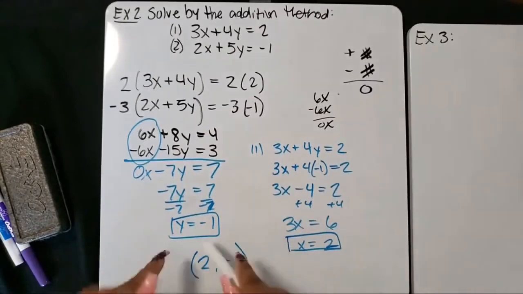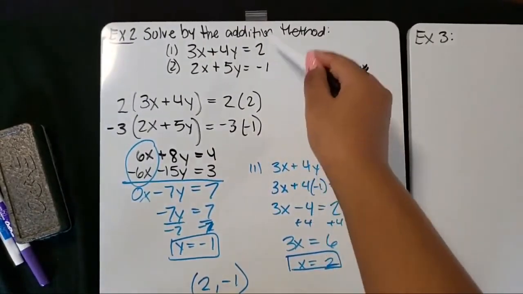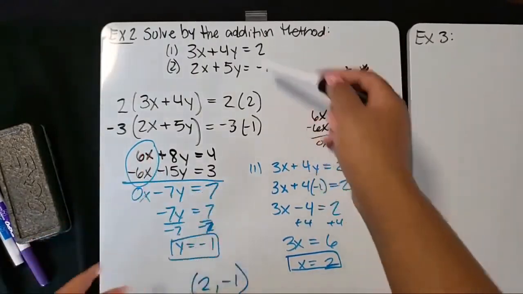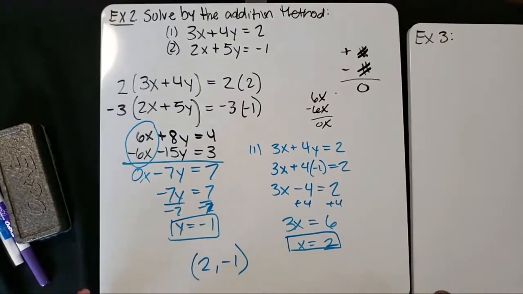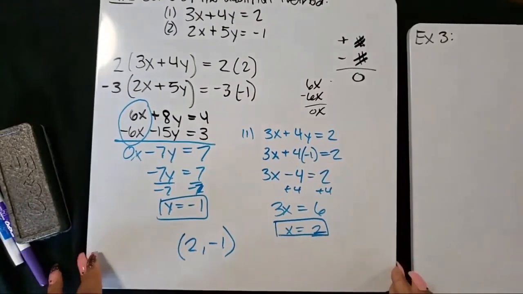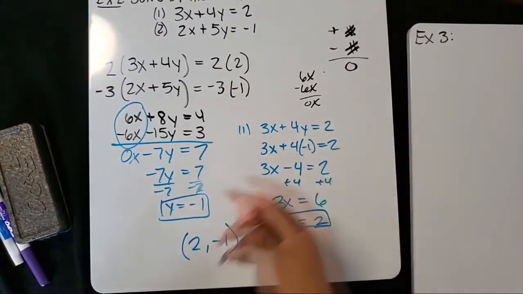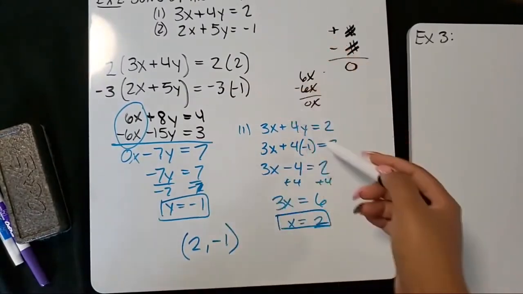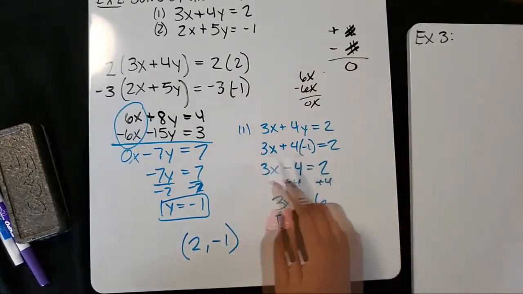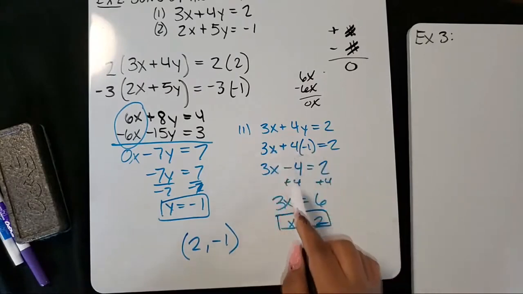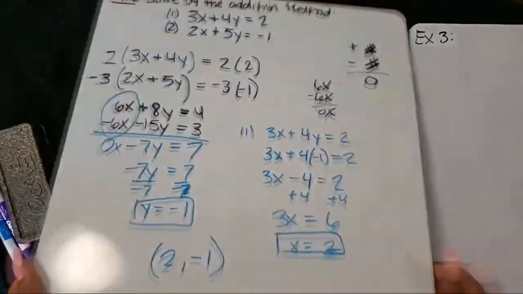After we get our y, then we plug that into one of our original equations. I chose the first equation. You can choose the second equation. It doesn't matter, okay? And when you substitute that negative 1 in for y in that first equation, now our only variable is x, so we can solve for the x now. Okay, let's look at example 3.